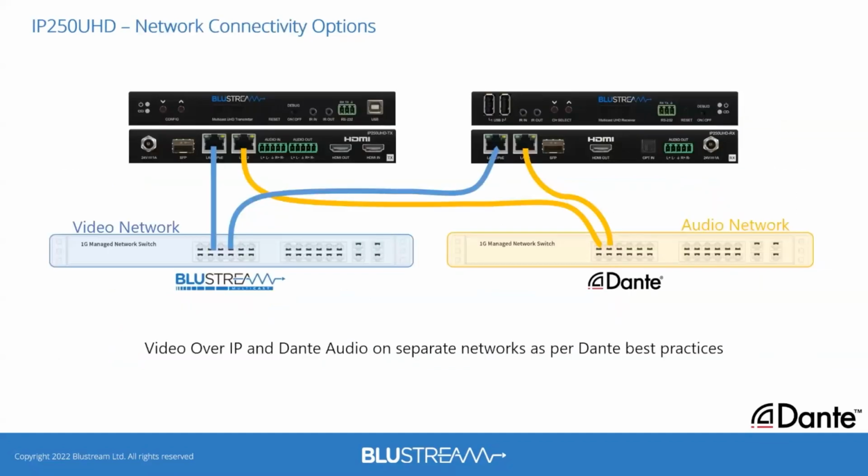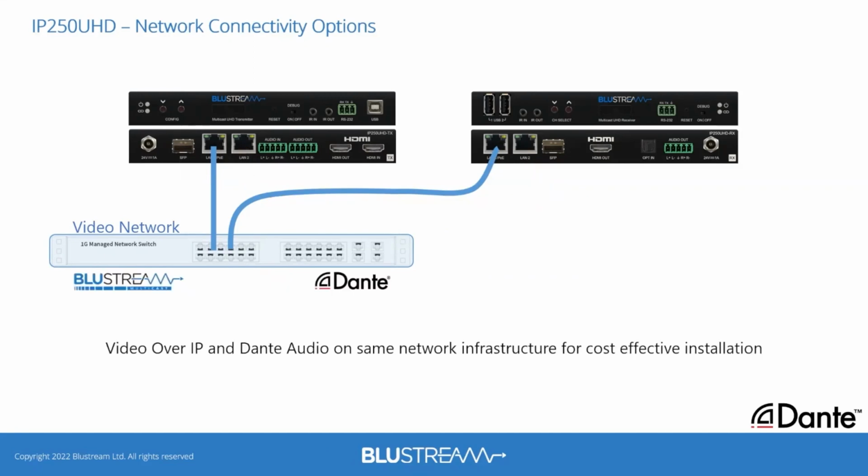Now, depending on the network size, we have all of the options you need to connect efficiently to both Dante and video over IP networks. Now, as Dante would like, we have a separate interface for connecting to a Dante network, and this is typically something that we recommend when hosting a larger Dante system that will help ensure that we can dedicate a network or a segment of a network to Dante.